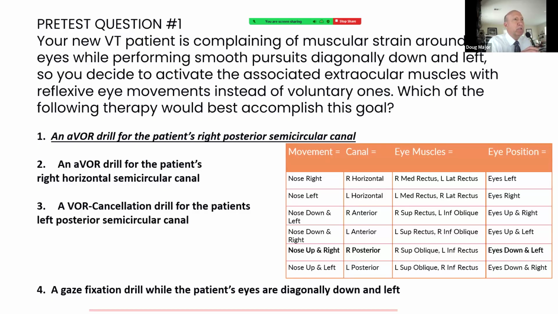So we're going to go ahead and just finish the pre-test questions we did when we started. First one had to do with using a reflective movement when we want to have our eyes move down and to the left. So you think about that, that's the same as if I move my nose up and to the right, my eyes are going down and to the left, up and to the right. So that's an AVR drill for the right posterior semicanal. That's the answer for that first question.